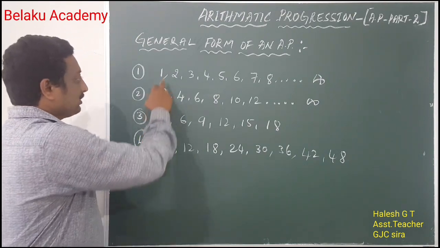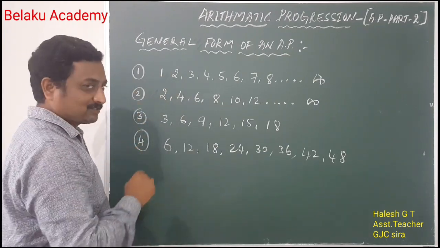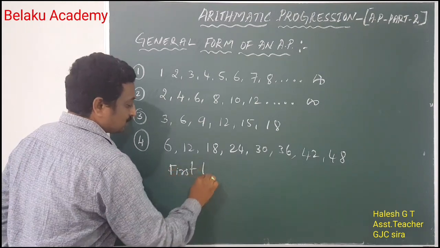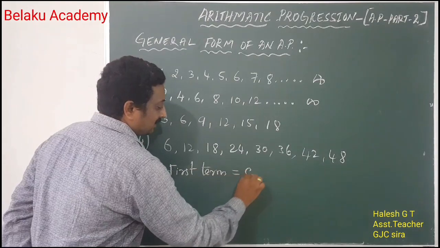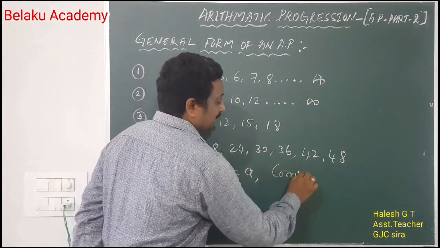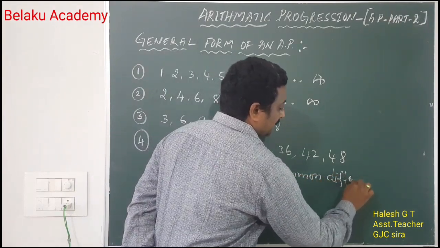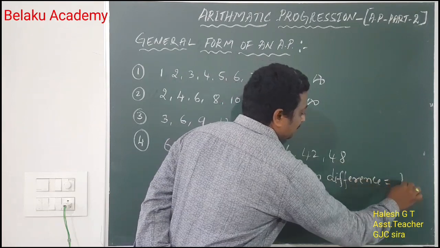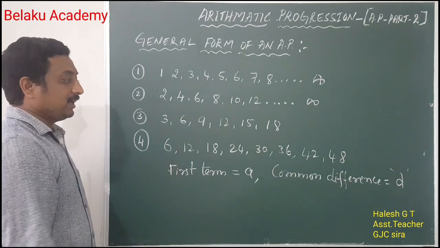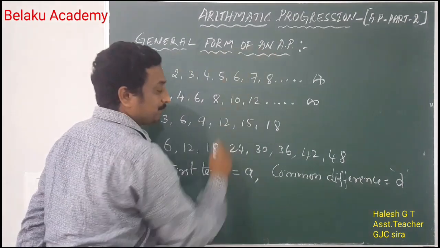Now we know that the first term of an AP is represented with A. In the first video also we have learned it. The first term we represent with A and the common difference we represent with the letter D. Using this A and D, I am going to arrive at the general form of an AP.